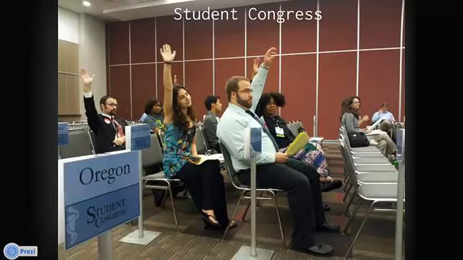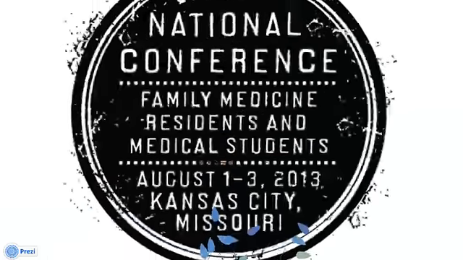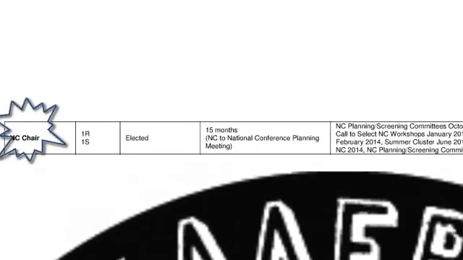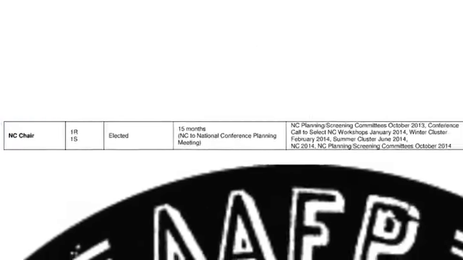The congresses are where we write resolutions about things we think should become AAFP policy or an AAFP action, and of course it's where we do our elections for some of the national leadership positions. And wouldn't you know it, but there's actually a student and resident involved in planning this whole big event. They're the National Conference chairs.